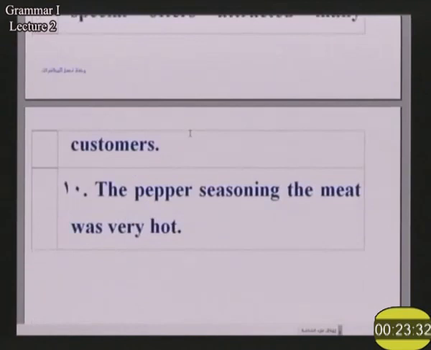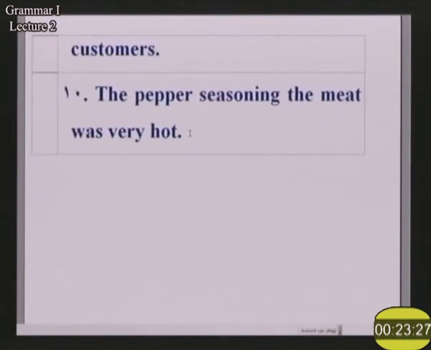طيب نشوف آخر جملة. The pepper seasoning the meat was very hot. The pepper, فين الفعل؟ بتاع الفعل the pepper was very hot. طيب يبقى seasoning ما قلناش the pepper is seasoning. هي كده صح لأن الفعل هو ده, that's the verb was. يبقى the pepper seasoning the meat, seasoning is an adjective and the sentence is correct. معنى الجملة يبقى الفلفل اللي بيتبل، اللي هو متبل اللحمة، was very hot، كان حار جدا. In this rule number 4 we said that present participles are not subjects.